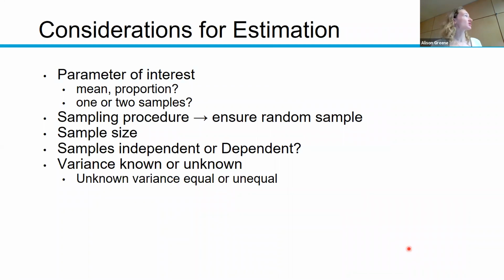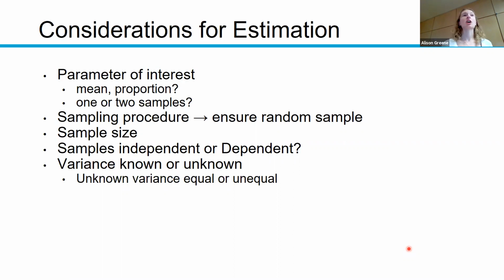And so lastly, just sort of what I think is a comprehensive list of the things that you want to consider when you're doing this sort of inference and estimation. What's your parameter of interest? Is it the mean or is it the proportion? Or maybe it's the variance? Do you have one or two samples that you're comparing? What's your sampling procedure like? Are you ensuring that you have a random sample that is hopefully representative of your true population? And how can you do things to avoid bias?